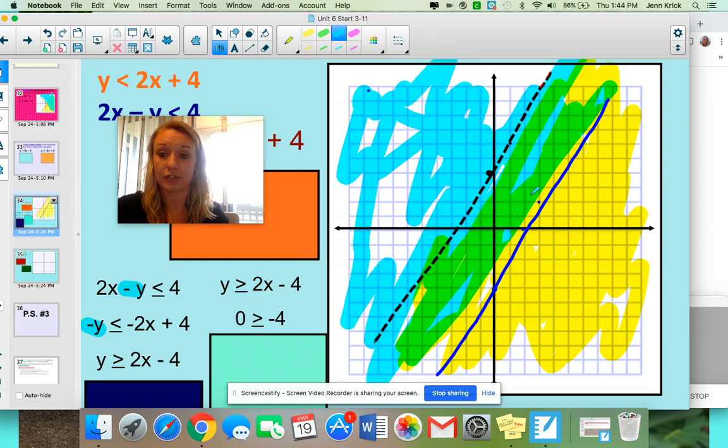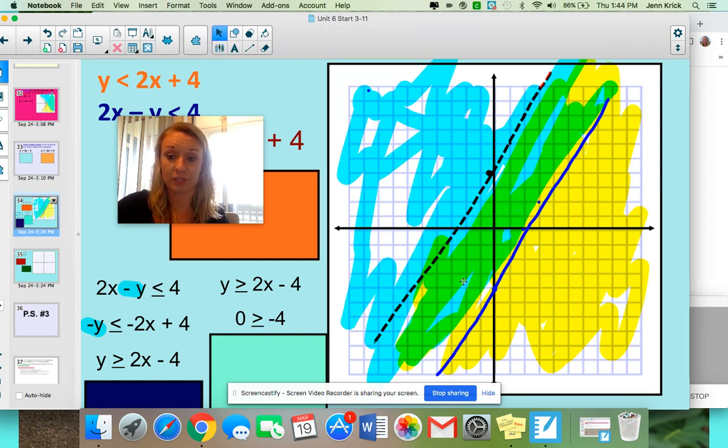Now, if I asked you, what is the solution of this system of inequalities, you would tell me that it's this green zone here. Those are the shaded portions of the graph that are shared by both inequalities. Only the coordinate pairs in this region here make both inequalities true. So if you were to shade on your graph, you would only need to shade this middle portion because it's shared by both.